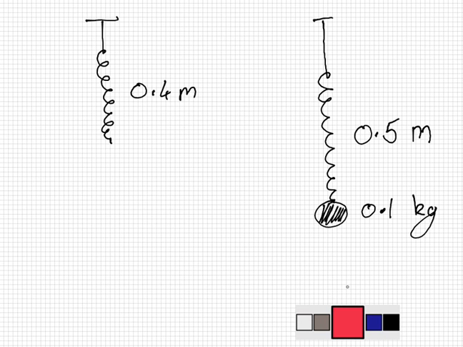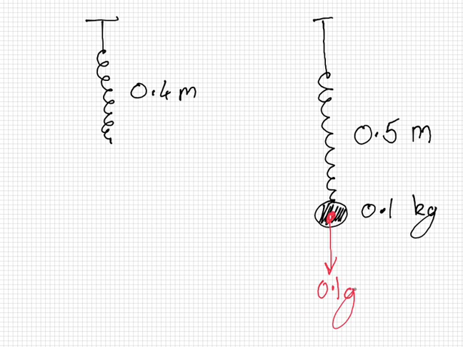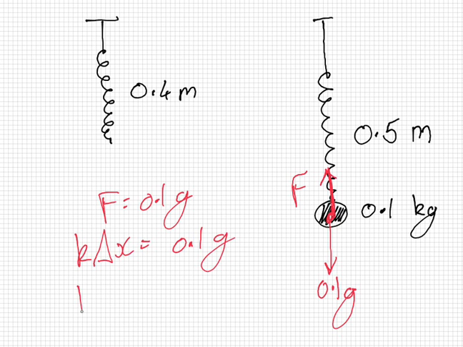Same. What did you get? 10. So here, the weight is 0.1g, so the upward force here must cancel it. So you have F equals 0.1g, so K delta X equals 0.1g. So K equals 0.1g over 0.1. So G, yeah, 9.81.